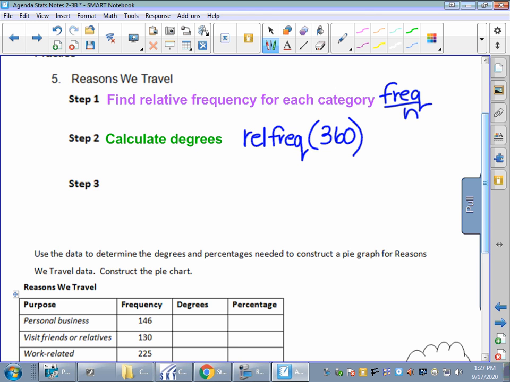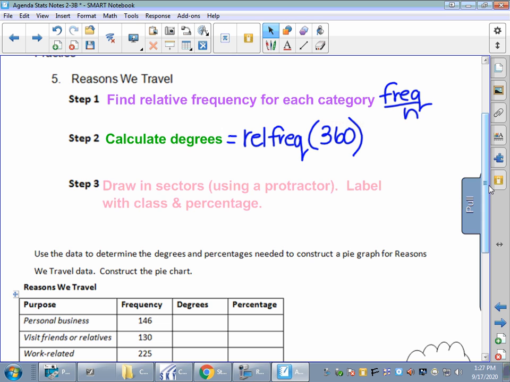Why 360, you ask? Everybody knows, right? That's how many degrees are in our full circle. So we're basically figuring out what proportion of that circle is dedicated to that particular category. And then from there, and I'm not going to be this picky, but technically we should draw in our sectors using a protractor.